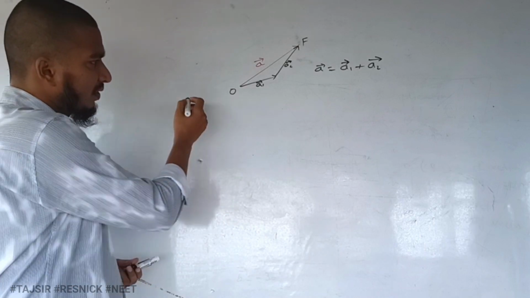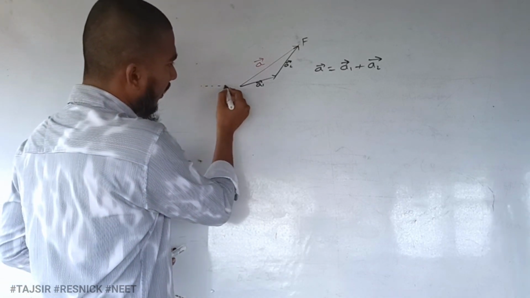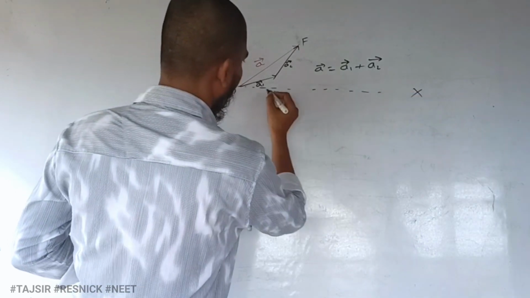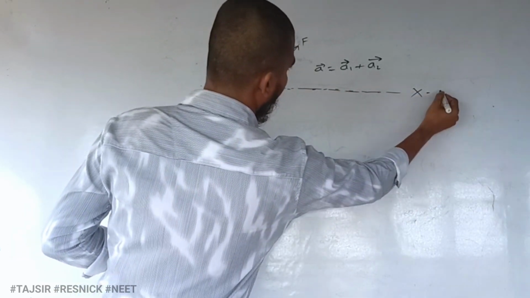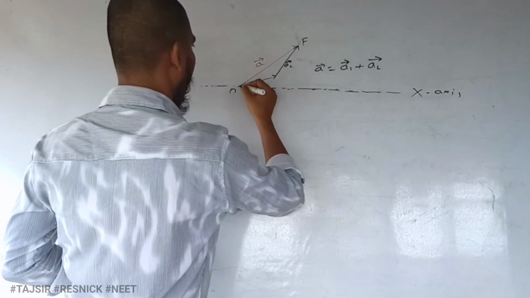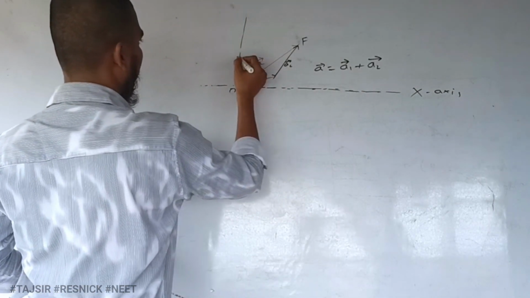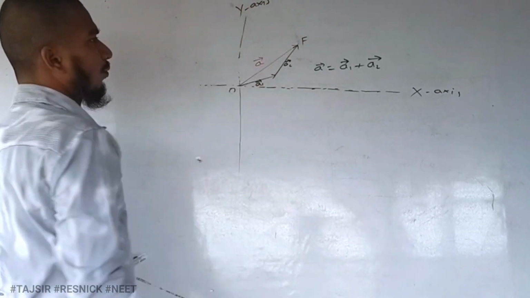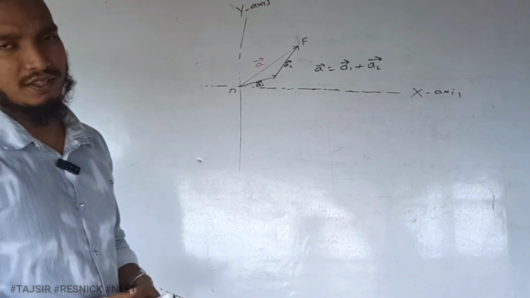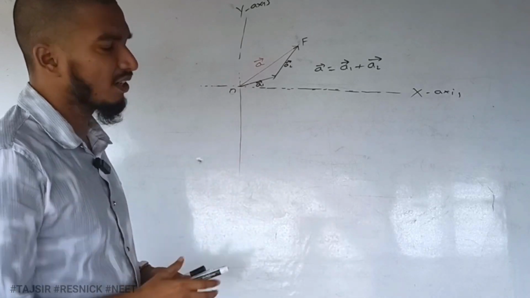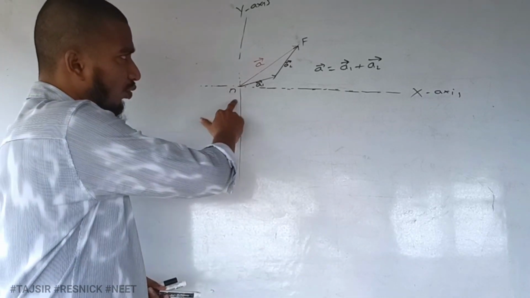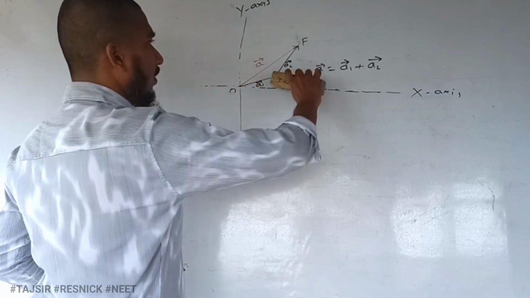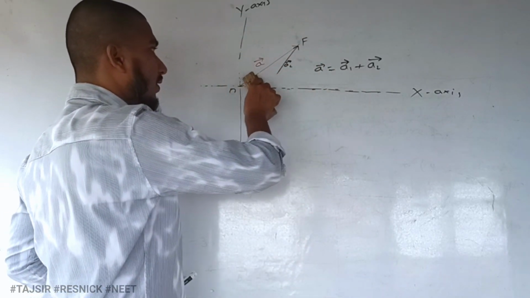Standard axis means we can say that there is, say, x-axis, and there is y-axis. When we take x-axis and y-axis, then we have a standard way of reaching from O to F. And what is that standard way? Let me erase this.